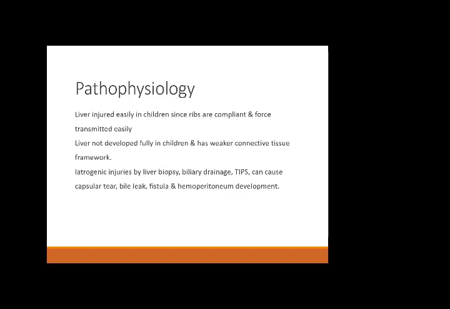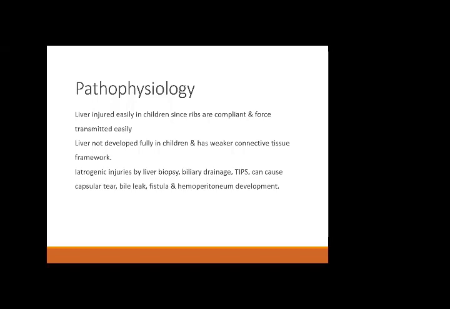The liver is injured more commonly and more often in children because the ribs are compliant. So when trauma occurs, the ribs cause more injury to the parenchyma of the liver and force is transmitted easily to the rib cage. And the liver is not fully developed in children and has weaker connective tissue, so in general.